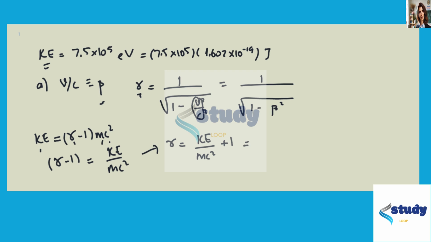Now, we know that gamma equals 1 over the square root of 1 minus beta squared. So now what we need to do is find out what beta is. In order to do that, I'm going to take the square of both sides so that I can get rid of this square root. Then, on a new page, kinetic energy over mc squared plus 1, squared, is going to be equal to 1 over 1 minus beta squared.